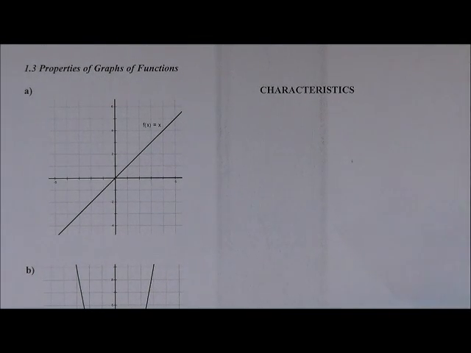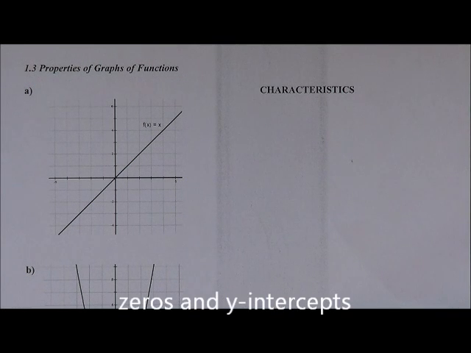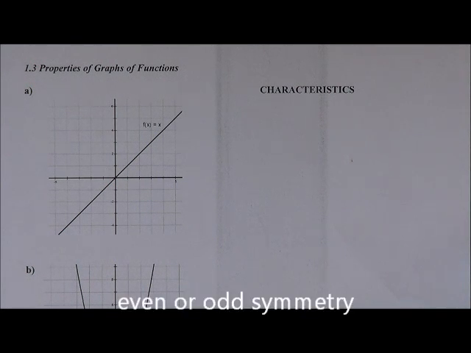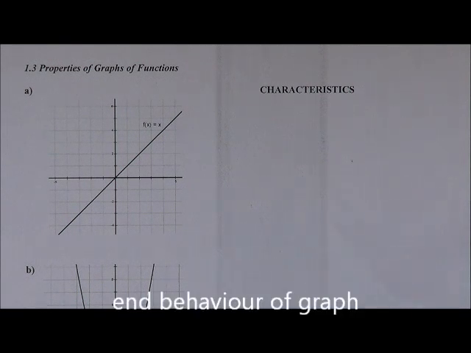Hi, this is lesson 1.3, Properties of Graphs and of Functions. What we're going to do for each of these functions that we see here is: 1, find the domain and range; 2, find the zeros and y-intercepts; 3, find the intervals of increase and decrease of the function; 4, look at any discontinuities and asymptotes; 5, look at its symmetry, if it's even or odd; and 6, look at the end behavior.